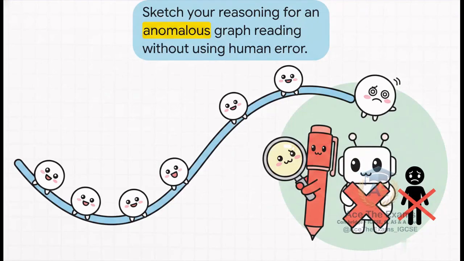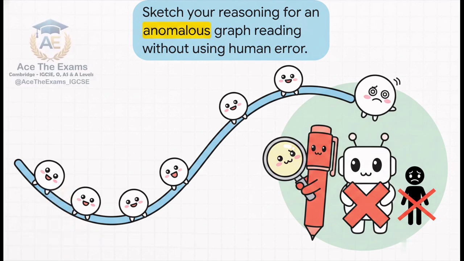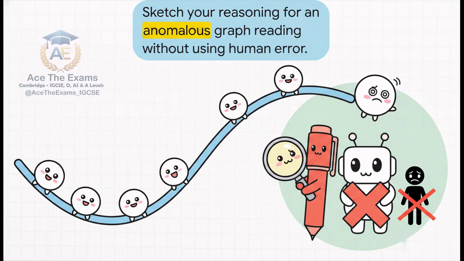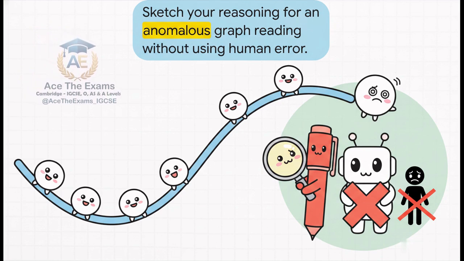Okay, get your virtual red pens ready. It's time for a checkpoint. Imagine you've extracted data from a curve, but one point is just wildly off the line, a total anomaly. I want you to sketch out your own reasoning for this anomalous reading in your head right now. How would you explain it? But be careful. Make sure you don't fall for the weak practical improvement trap.